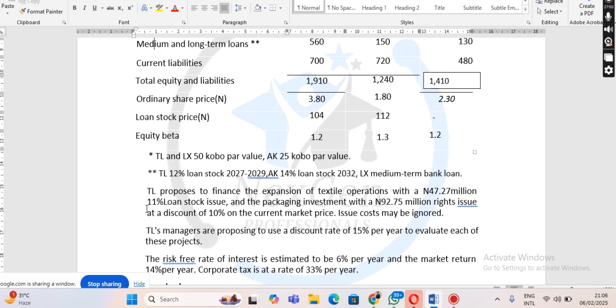Now, on this textile class, please, the cost of debt is 11%. Class, are you with me? On this textile now, the cost of debt, why do you use 11%? Because you want to determine the weighted average cost of capital that you will use to discount the project. So the cost of debt is 11%.